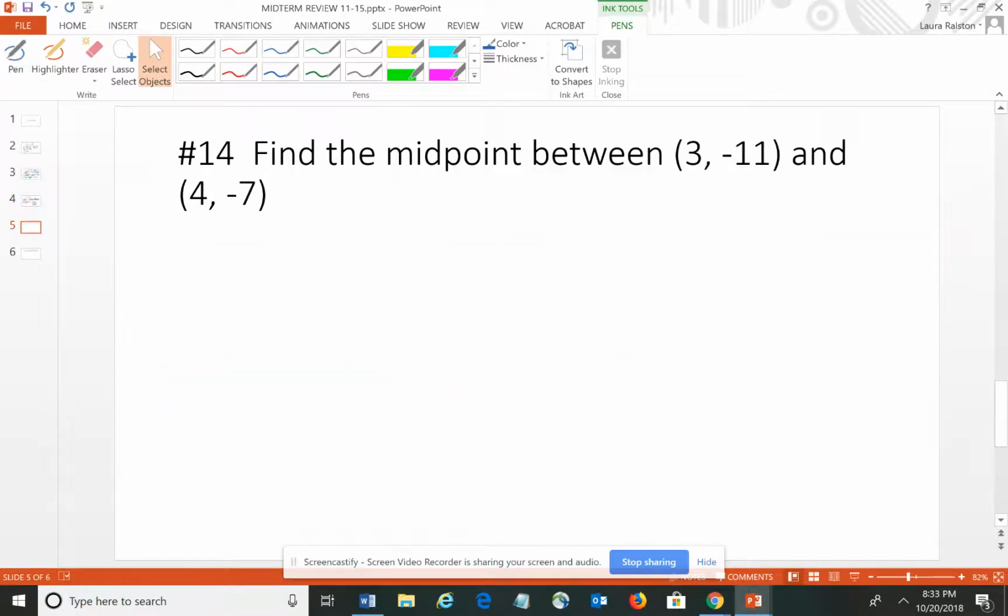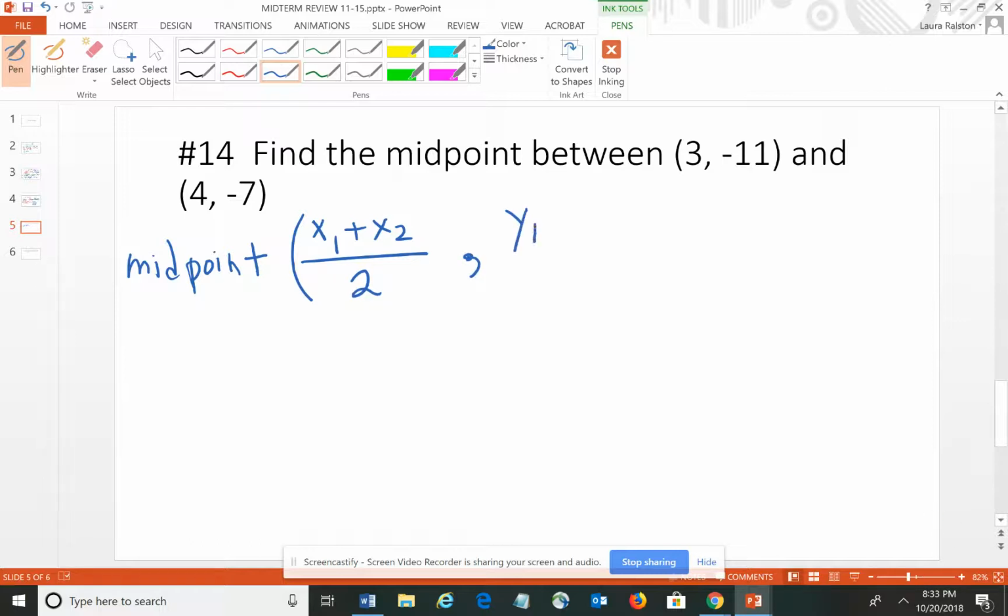Number 14 asks you to find the midpoint between 2 points. And the midpoint formula is on the list at the beginning of the midterm, but here it is again. It is x1 plus x2 divided by 2, because you're looking for the midpoint or the halfway point. Y1 plus y2 over 2.